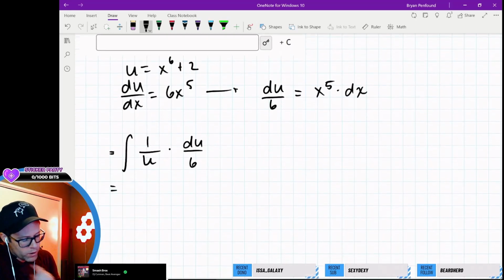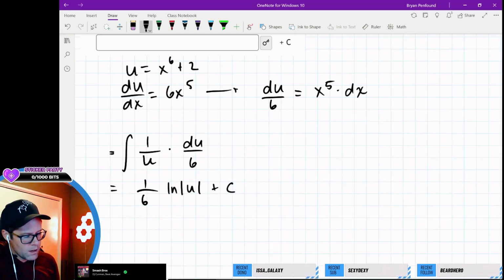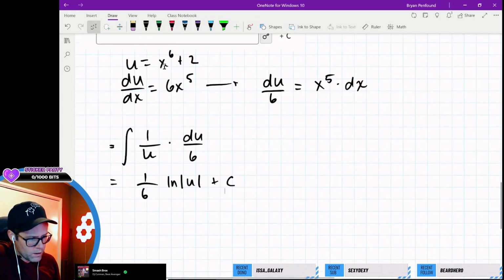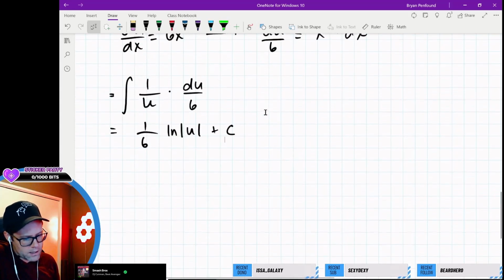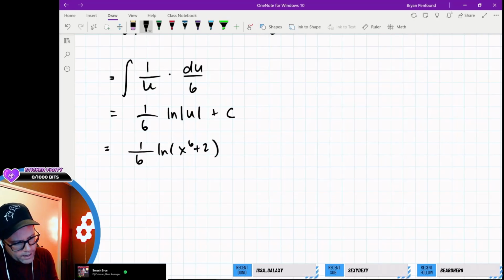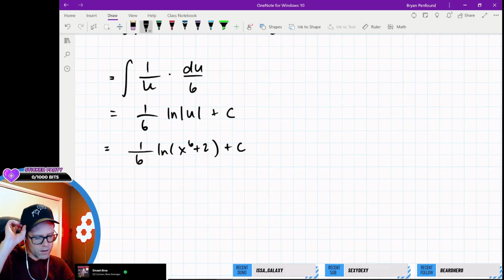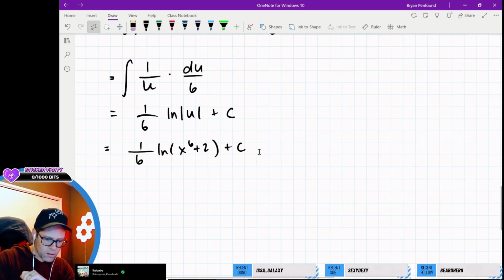Now, this one's nice, 1 over u du, that's the natural logarithm. So we're going to get 1/6 times the natural logarithm of the absolute value of u. And then we can go ahead and put our function u back in. It's x to the 6 plus 2. So this should be the antiderivative that we are looking for. X to the 6 plus 2 is always positive, so I'm going to go ahead and just remove the absolute values here. If you were to keep the absolute values, it doesn't really matter. Either way, we should be good to go for this particular question.